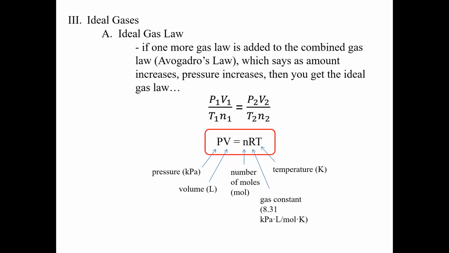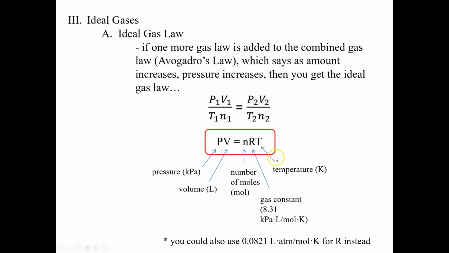And then finally, we have temperature, and we know that temperature, when we talk about gases, always has to be in Kelvin. Okay? So this is called the ideal gas law, PV equals nRT. It's a really easy one to remember, although it is also on your equations and constants page.